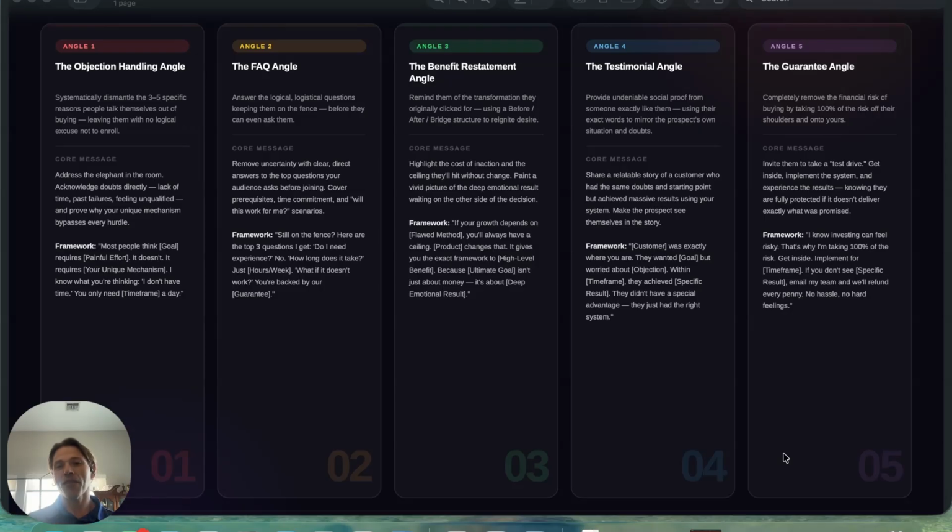Number 3 is the benefit restatement angle. And there's obviously the easiest way that you can look at this, which is you just talk about the benefits and the features of the course.